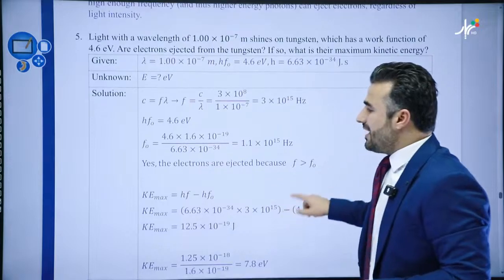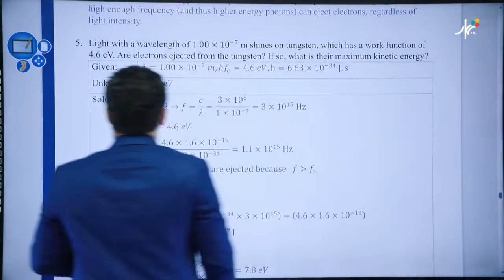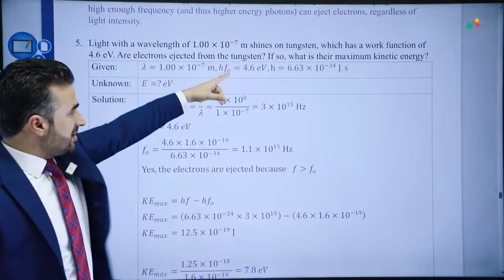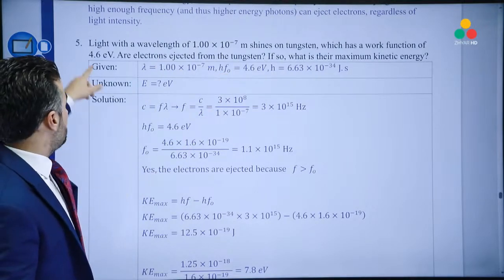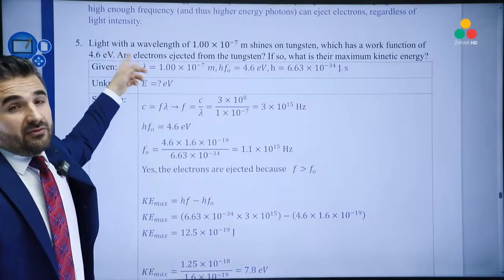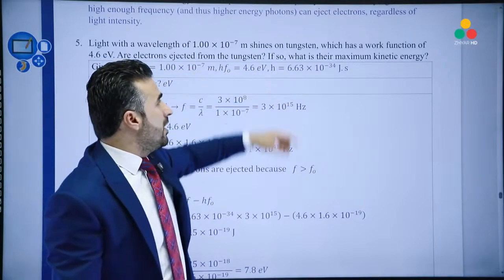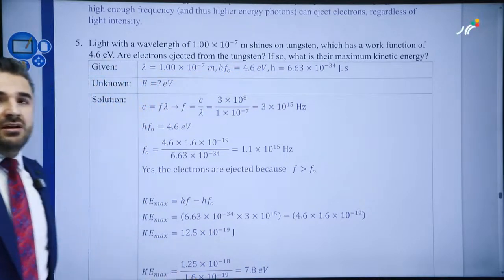Now, another question that we have, it's also interesting. It says, light with a wavelength of this much shines on tungsten, which has a work function of this much in electron volts. Remember, convert this one to joules. Are electrons ejected from the tungsten? If so, what is their maximum kinetic energy here?